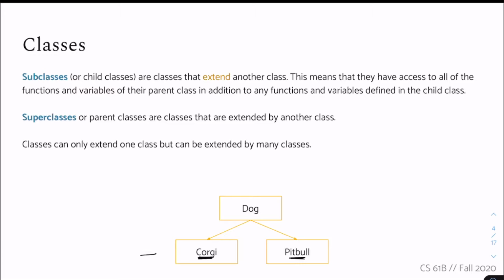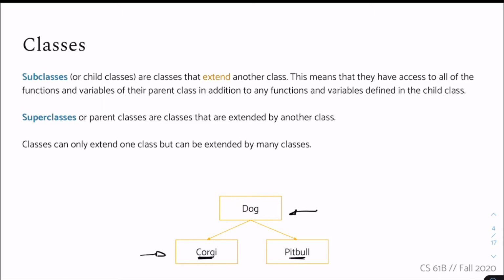This means that the Corgi class has access to everything a dog can do, in addition to anything specific that is just a Corgi action or a Corgi attribute. On the other side of this, superclasses or parent classes are classes that are extended by another class. So in this instance, dog is a superclass.